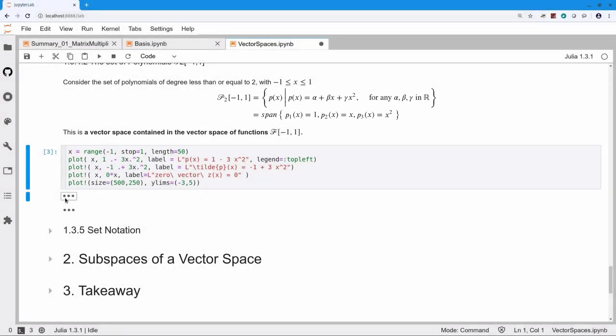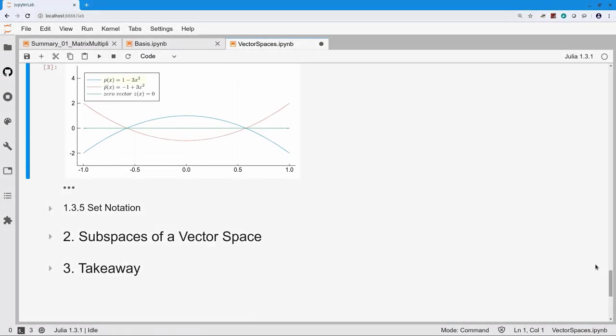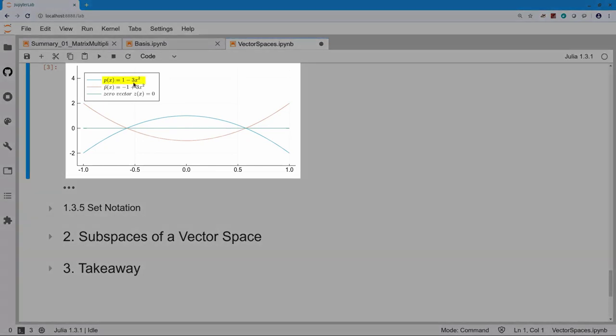So again, let me show you a graph. Here, this time around, I pulled out the polynomial of degree 2, 1 minus 3x squared. And I plotted it here in blue, going from x equals minus 1 to x equals plus 1. Then I ask for the additive inverse. Well, the additive inverse I get by multiplying my vector by minus 1.